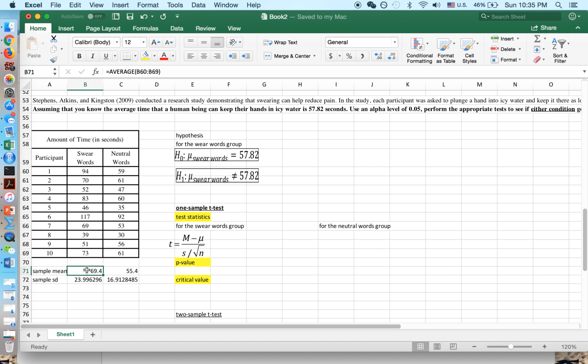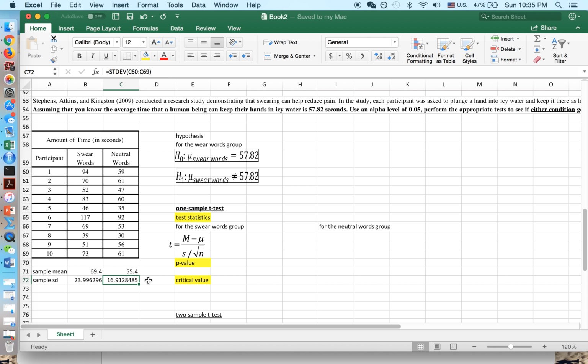And last time we computed the sample means and the sample standard deviation for these two groups, and by eyeballing them we will say that, hey, it looks like if the participants are allowed to swear, they will be able to keep their hands in the icy water for a longer period of time. But it also seems that the variation between the group members is a lot larger than the group that is not allowed to swear. So in the end, we won't be able to make a very clear conclusion whether swearing is actually going to help you endure the pain.